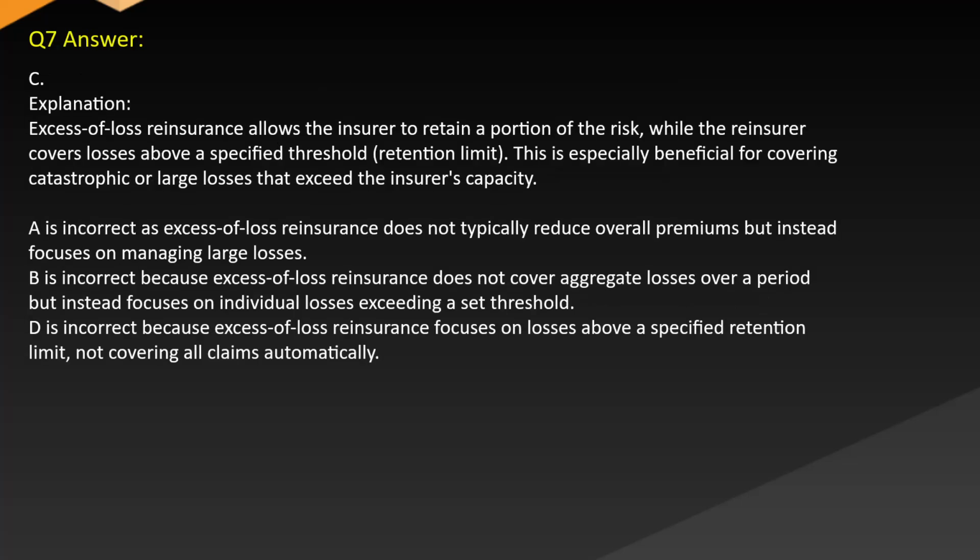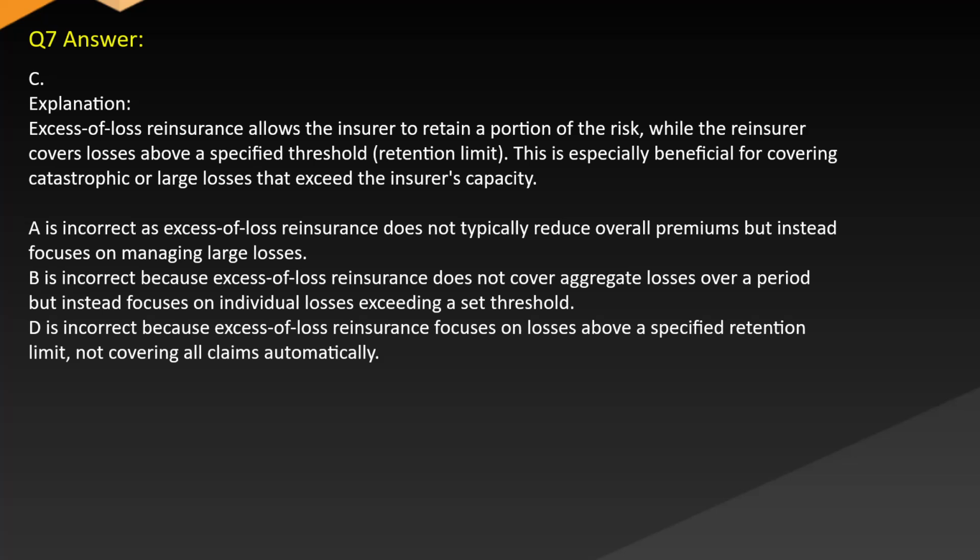Answer. C. Explanation. Excess loss reinsurance allows the insurer to retain a portion of the risk while the reinsurer covers losses above a specified threshold retention limit. This is especially beneficial for covering catastrophic or large losses that exceed the insurer's capacity. A is incorrect as excess loss reinsurance does not typically reduce overall premiums, but instead focuses on managing large losses.